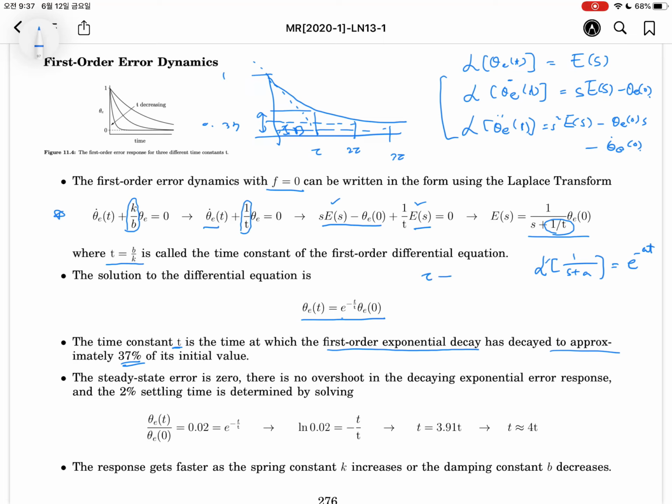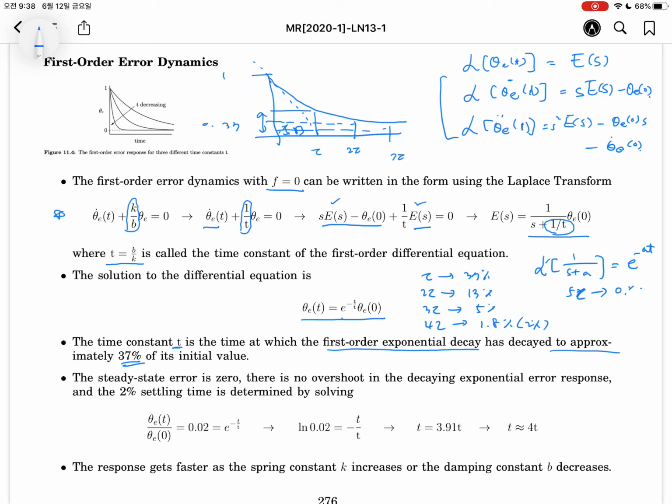Okay, let me write down here. At tau, the error will remain as 37%. 2 tau, 13% approximately. 3 tau, 5%. 4 tau, 1.8%, almost 2%. 5 tau corresponds to 1%.